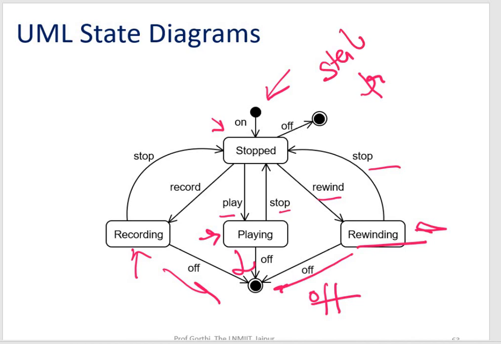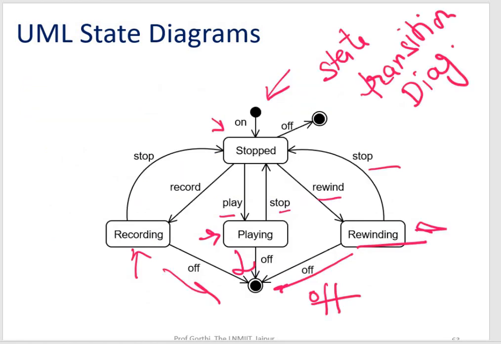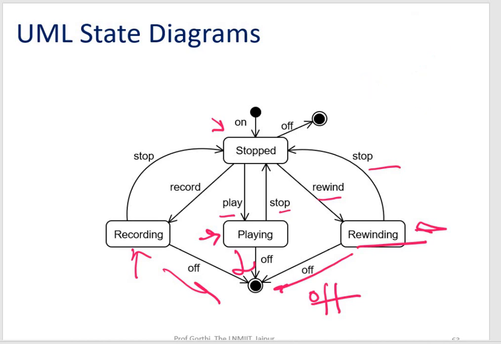So we went for on. So it is stopped. I can go ahead with record. So recording starts. Once again I can stop it. I can go ahead with playing. There also I can play and stop. I can go ahead with rewind. There also I can rewind or I can stop. And all these things take to the final off. So just a state transition diagram.